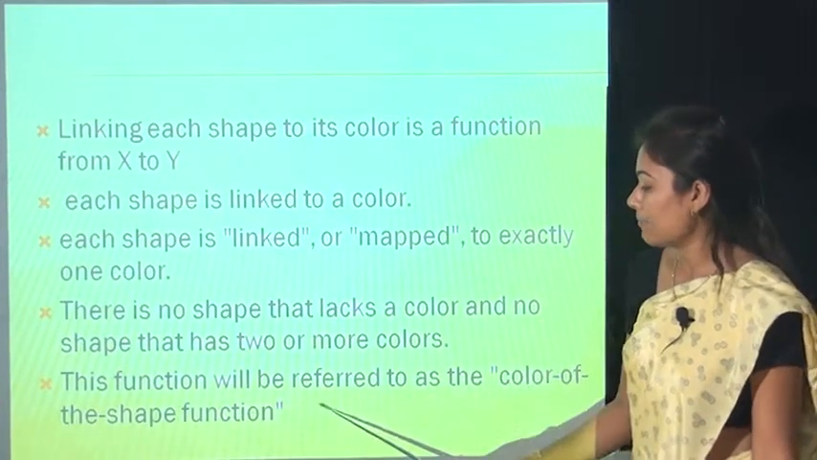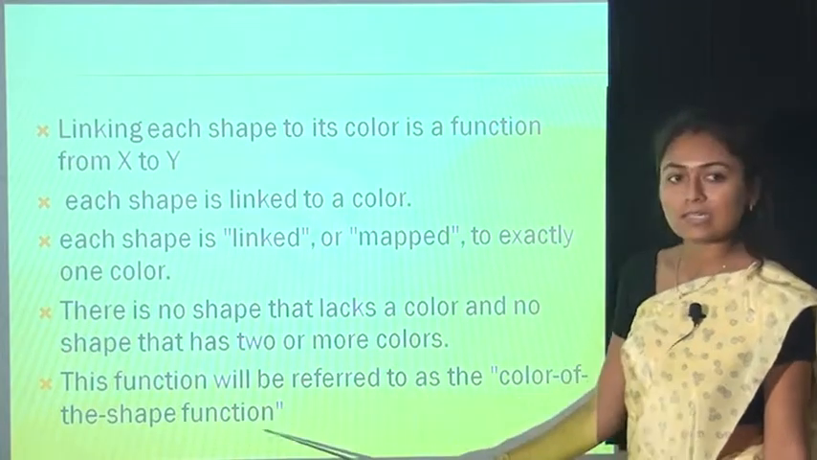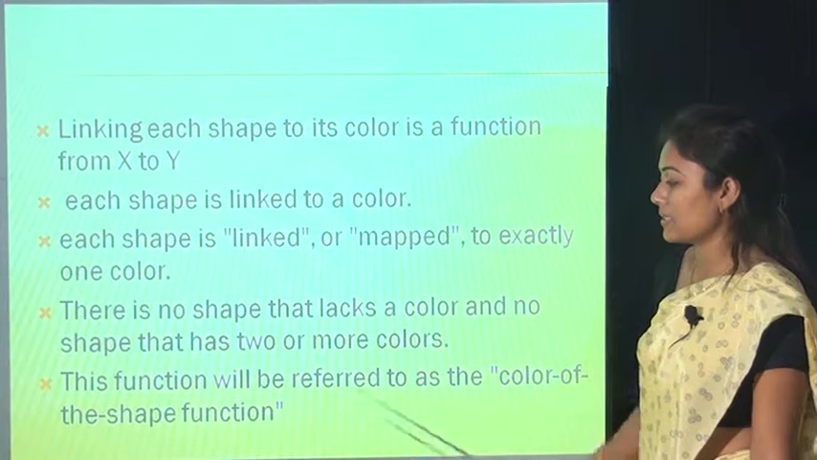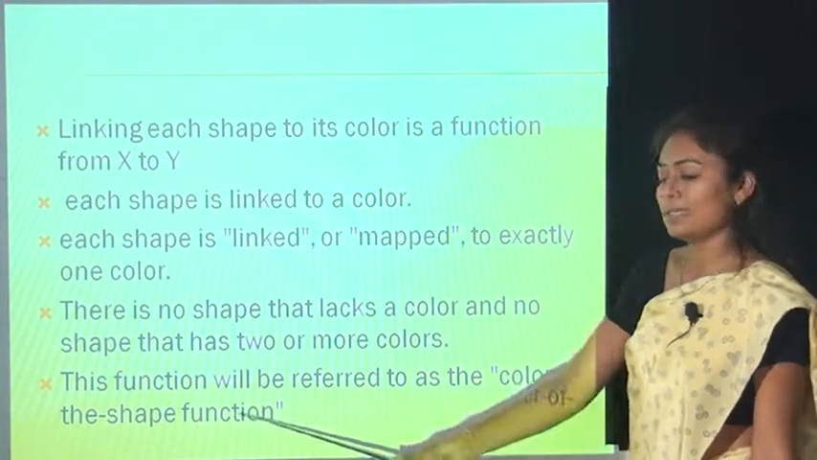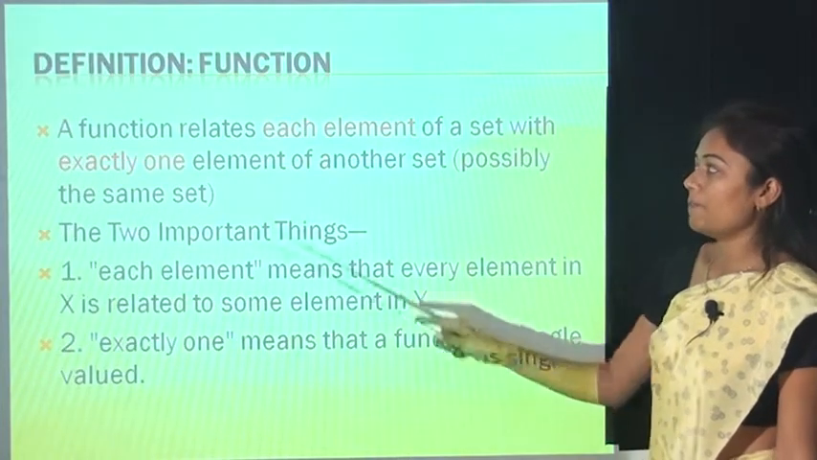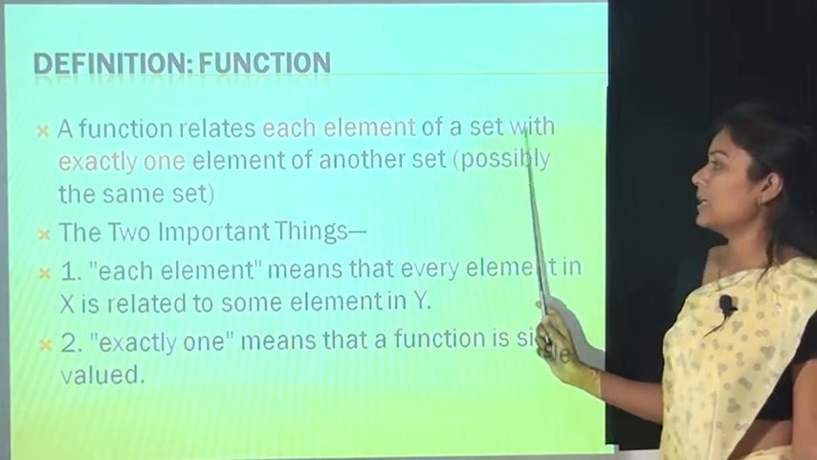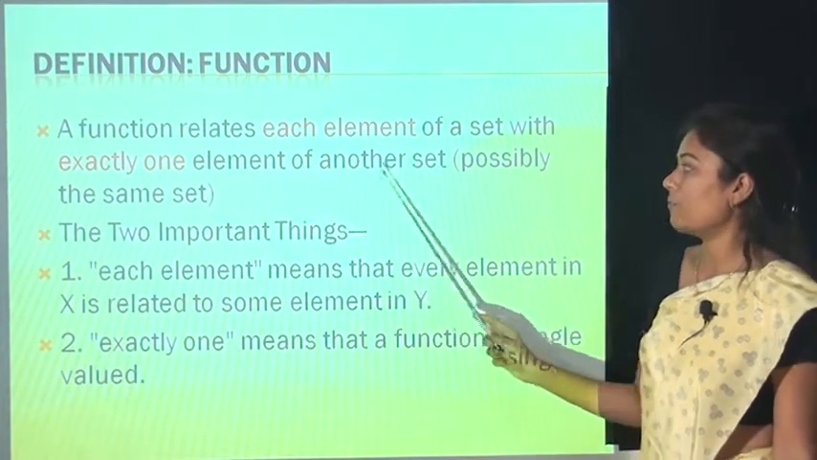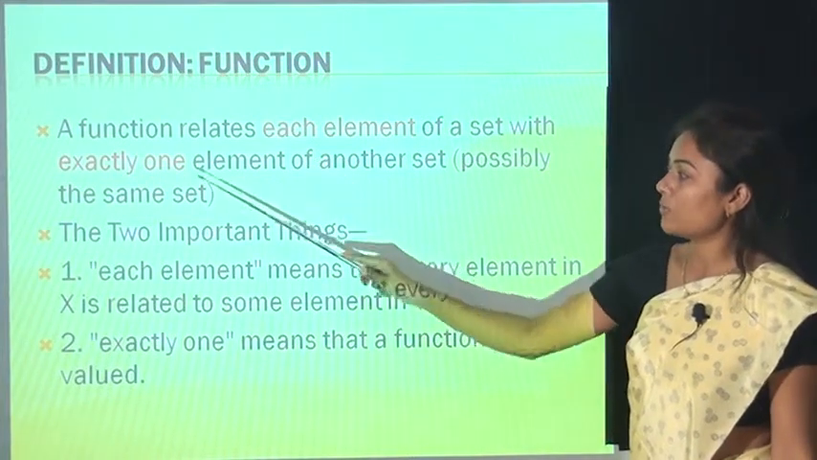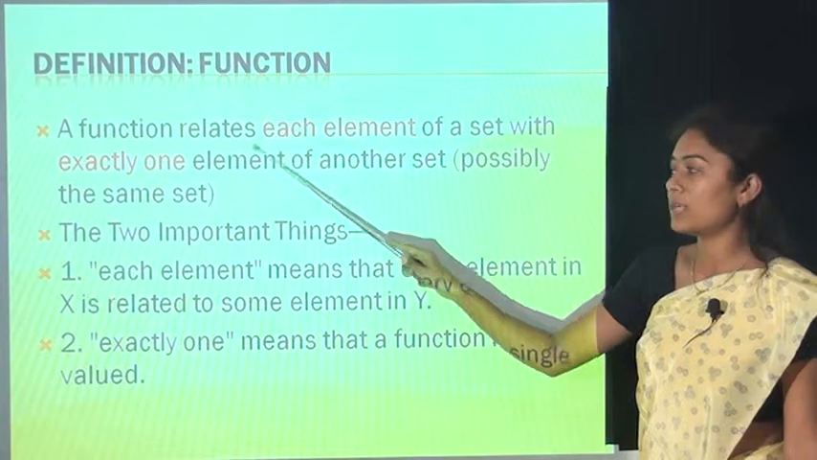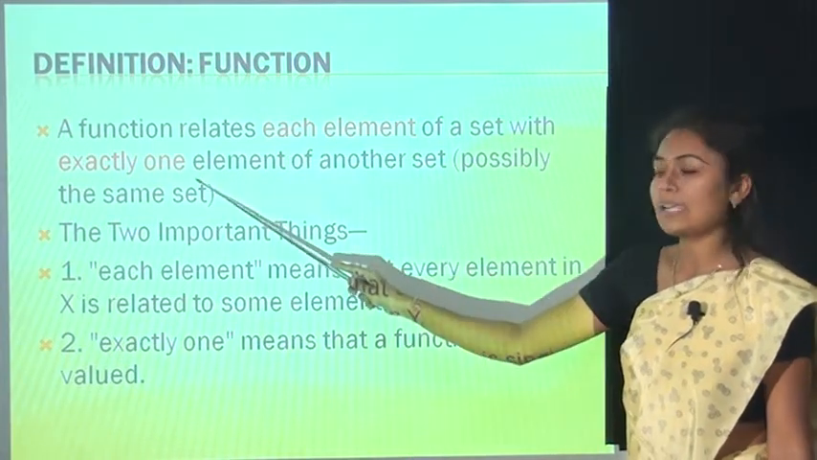Now this function will be referred to as the color of the shape function. Therefore its name is the color of the shape function. Now, the definition of a function. A function relates each element of a set with exactly one element of another set, possibly the same set. Here two words are in red color. They are more important in the definition of a function. First, each element, and second, exactly one.